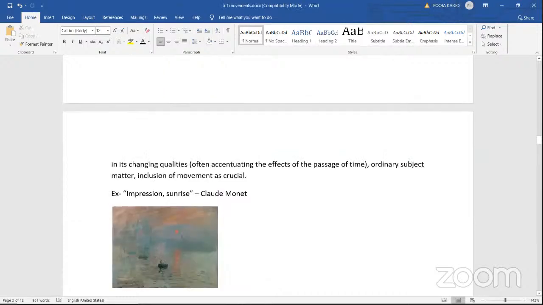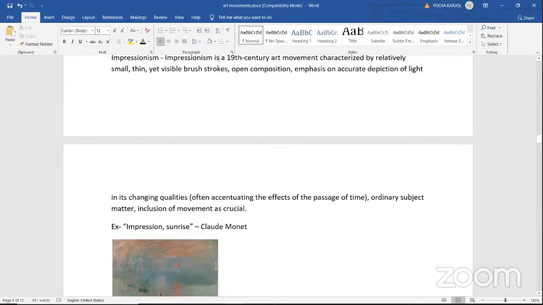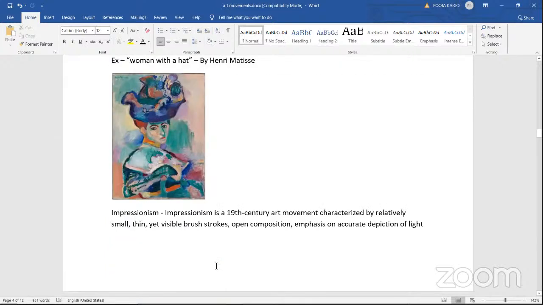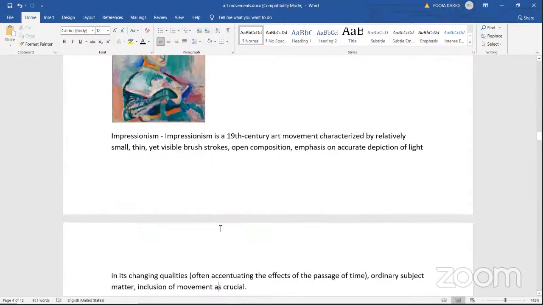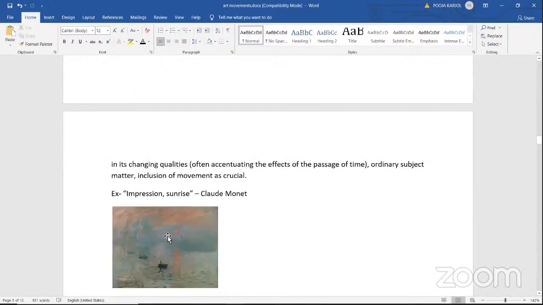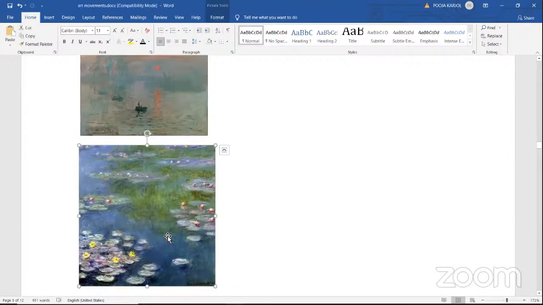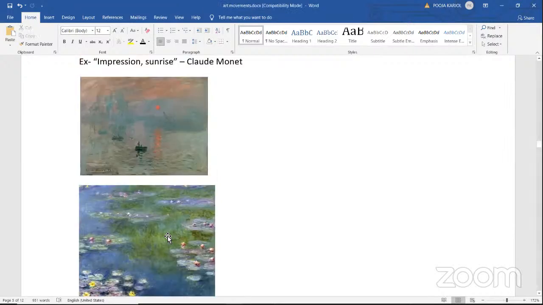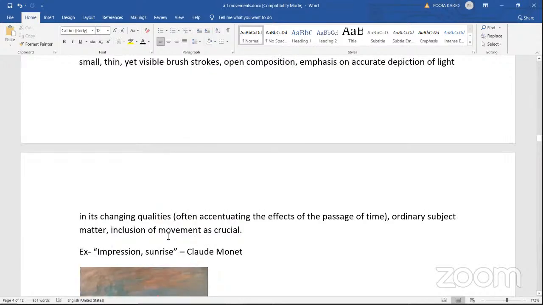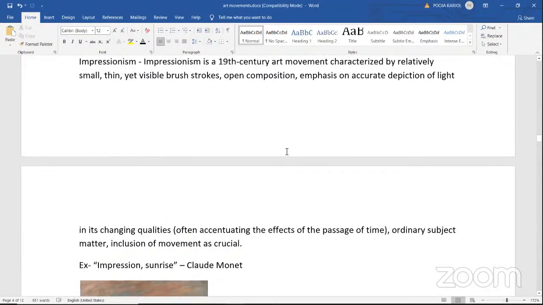Claude Monet. Impressionism. His painting style was recognized by this. See, it is characterized by small, thin, yet visible brush strokes. Some paintings, if you have painted ever in any medium, you'll know, most of the times your brush strokes are visible. You can hide it if you paint evenly and not one stroke over the other. Okay, but he draws visible strokes. And emphasis on accurate depiction of light in its changing qualities.